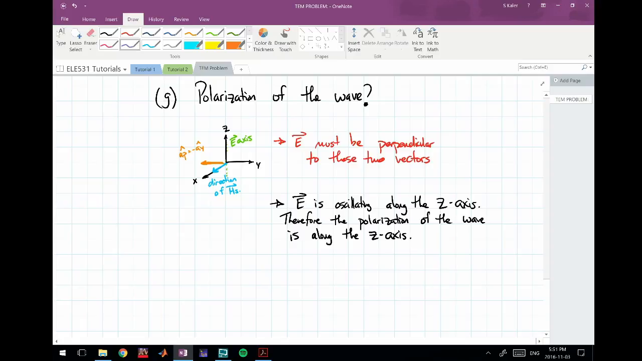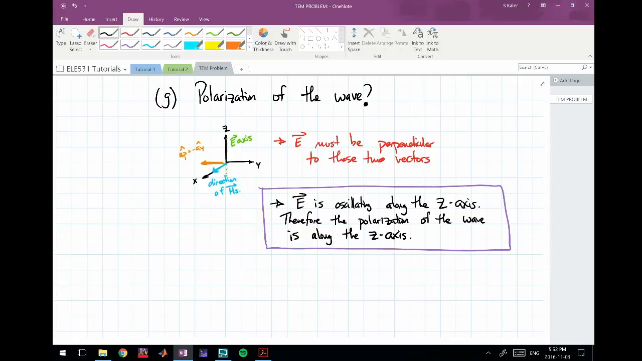is that the polarization of the wave is in the direction of E. And so, based on our understanding of transverse electromagnetic waves, we can reason that it must be along the z-axis, and in this case I've called it the e-axis, because we know that the electric field will be somewhere along that axis, essentially, because we're assuming it's a transverse electromagnetic wave.